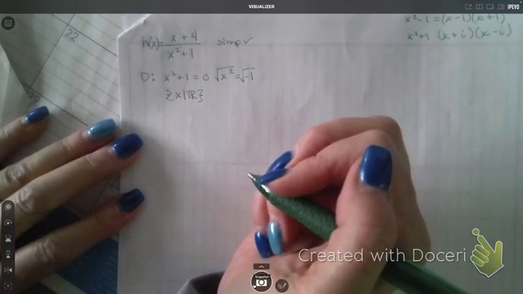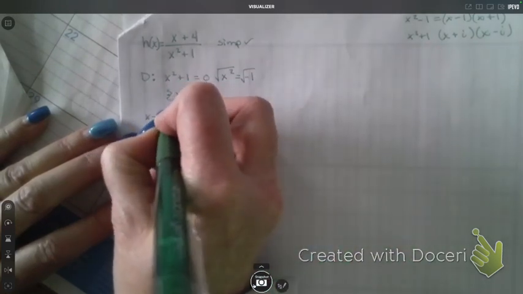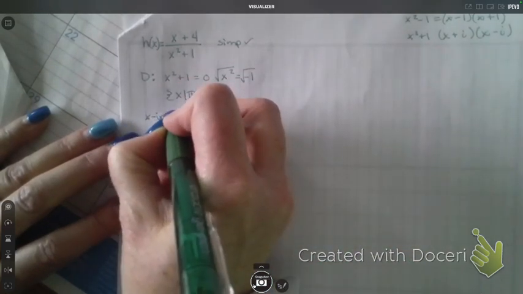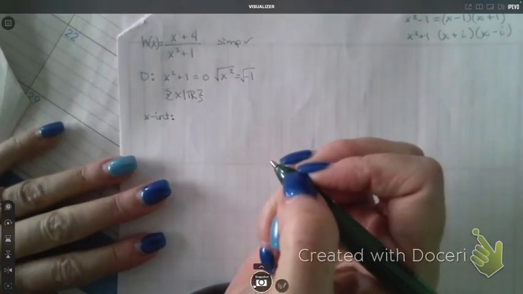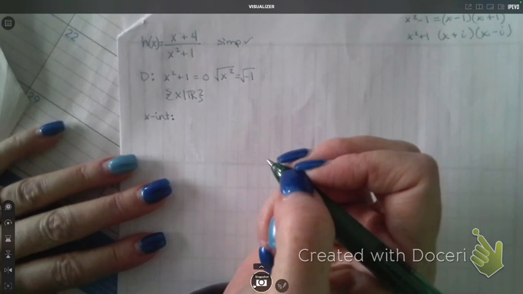Okay, next. You need to find your x-intercept. Okay, so x-intercept. How do I find x-intercepts? Plug in 0. Nope.